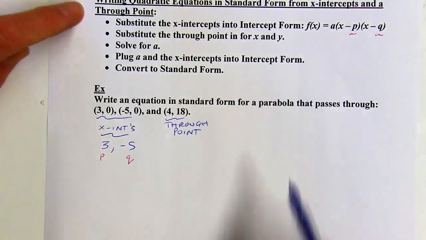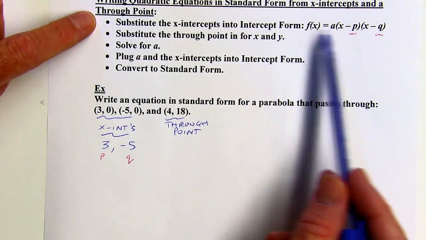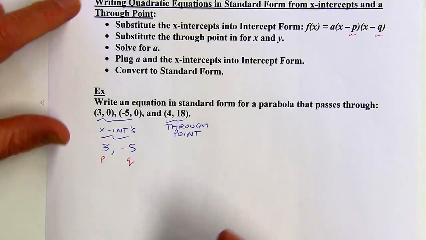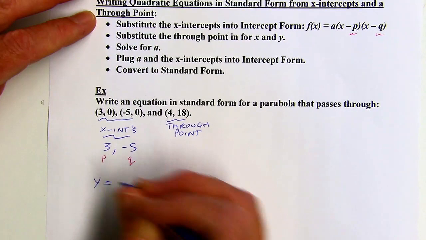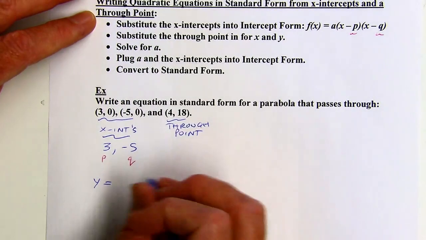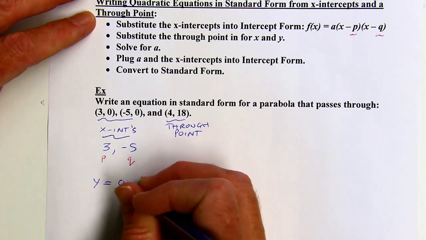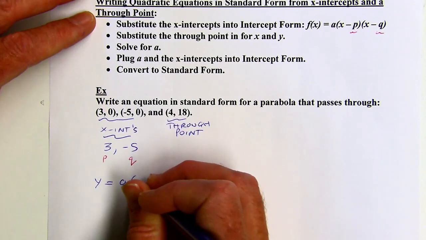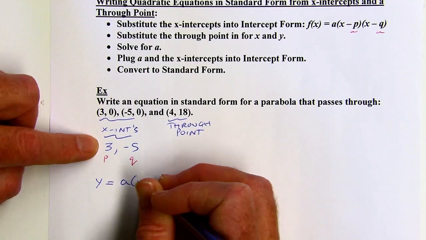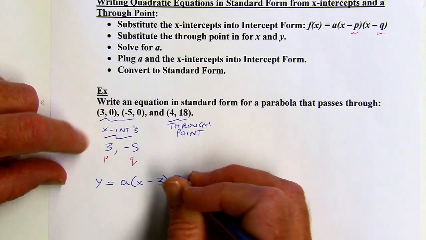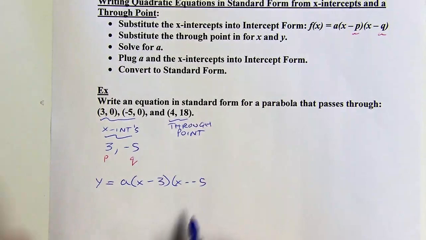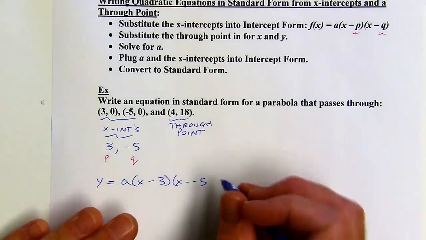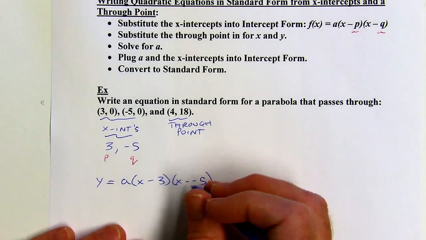Okay? So what I'm going to do first is substitute the x-intercepts into this equation. So I've got f of x, and here I am going to use the y instead of f of x. Didn't need to do it in the last problem, but it's going to be helpful here. I don't know about a yet, so I'll leave that alone, but I've got x minus p, and p is 3, and then x minus q, and q is -5, so I'm subtracting -5, so I'm going to rewrite that as a positive.